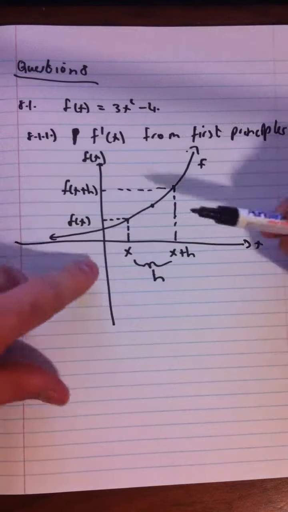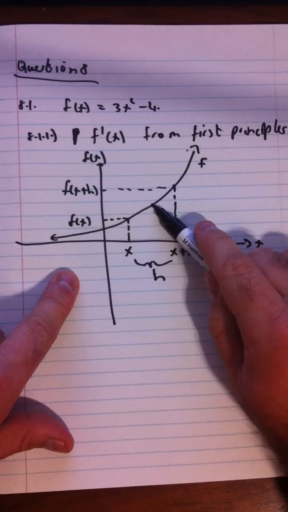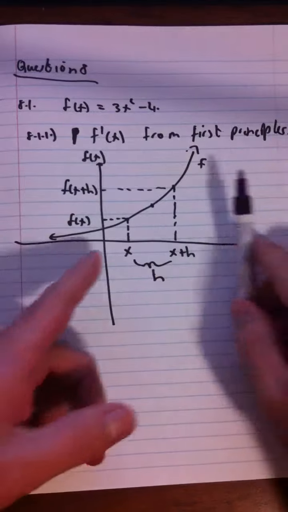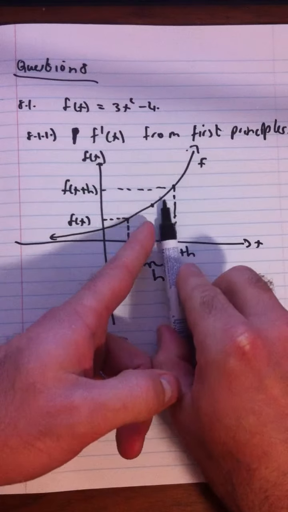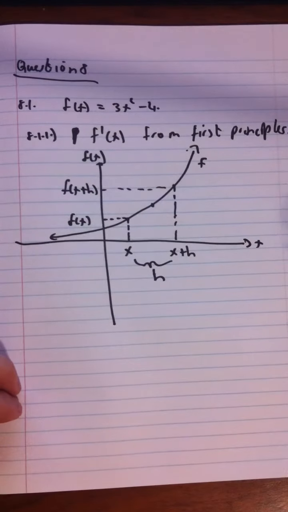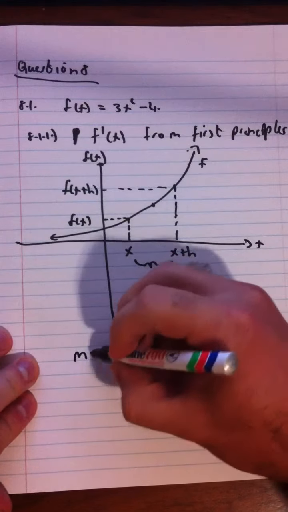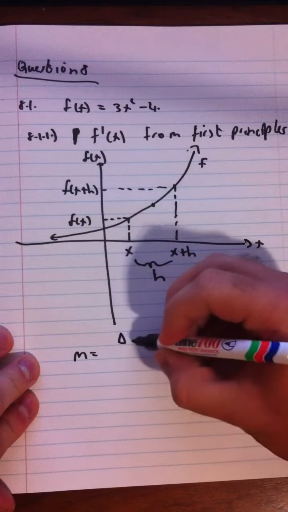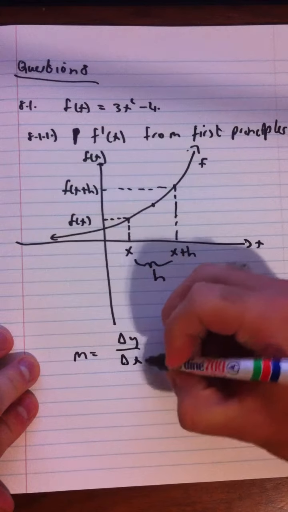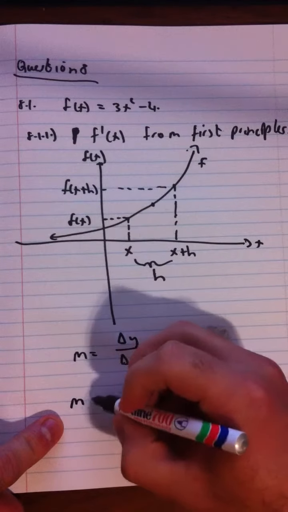So now if we take the gradient between these 2 points, that gives us an approximate answer to this gradient. But now if we make this distance between them smaller and smaller, closer we get to there until it's about 0, then we get an exact answer. Now how do we find the gradient? We know that the gradient is equal to the change in y divided by the change in x. And what is it in this scenario?